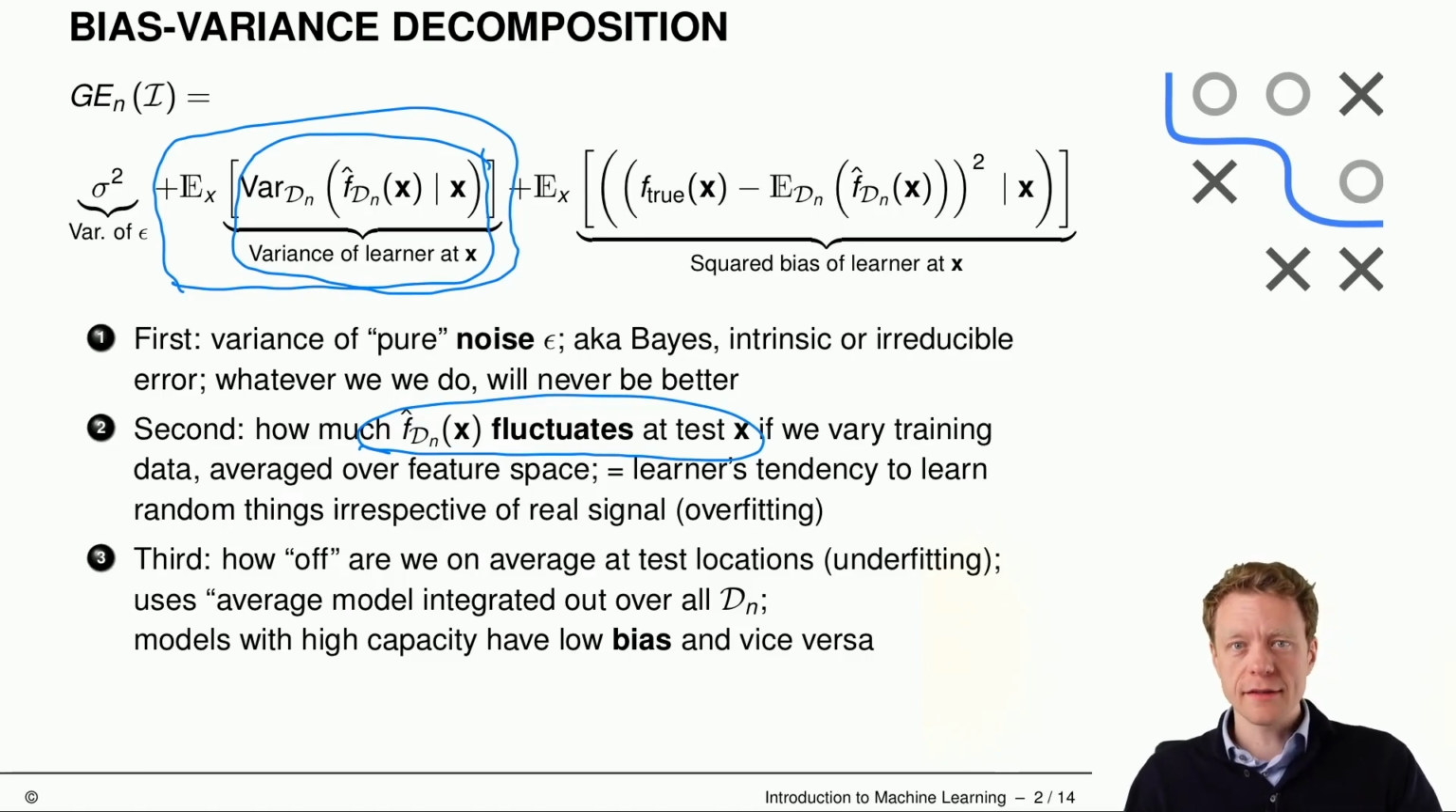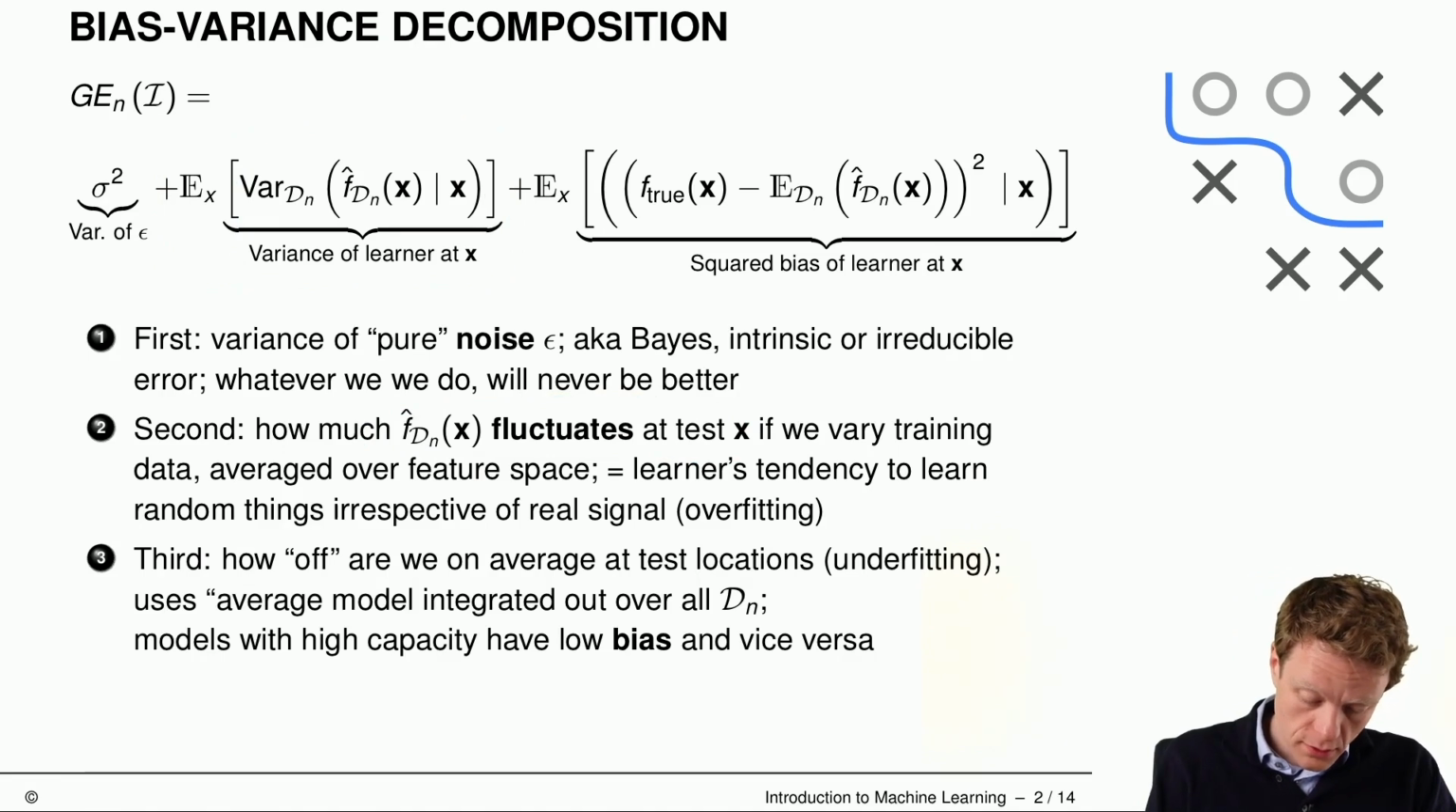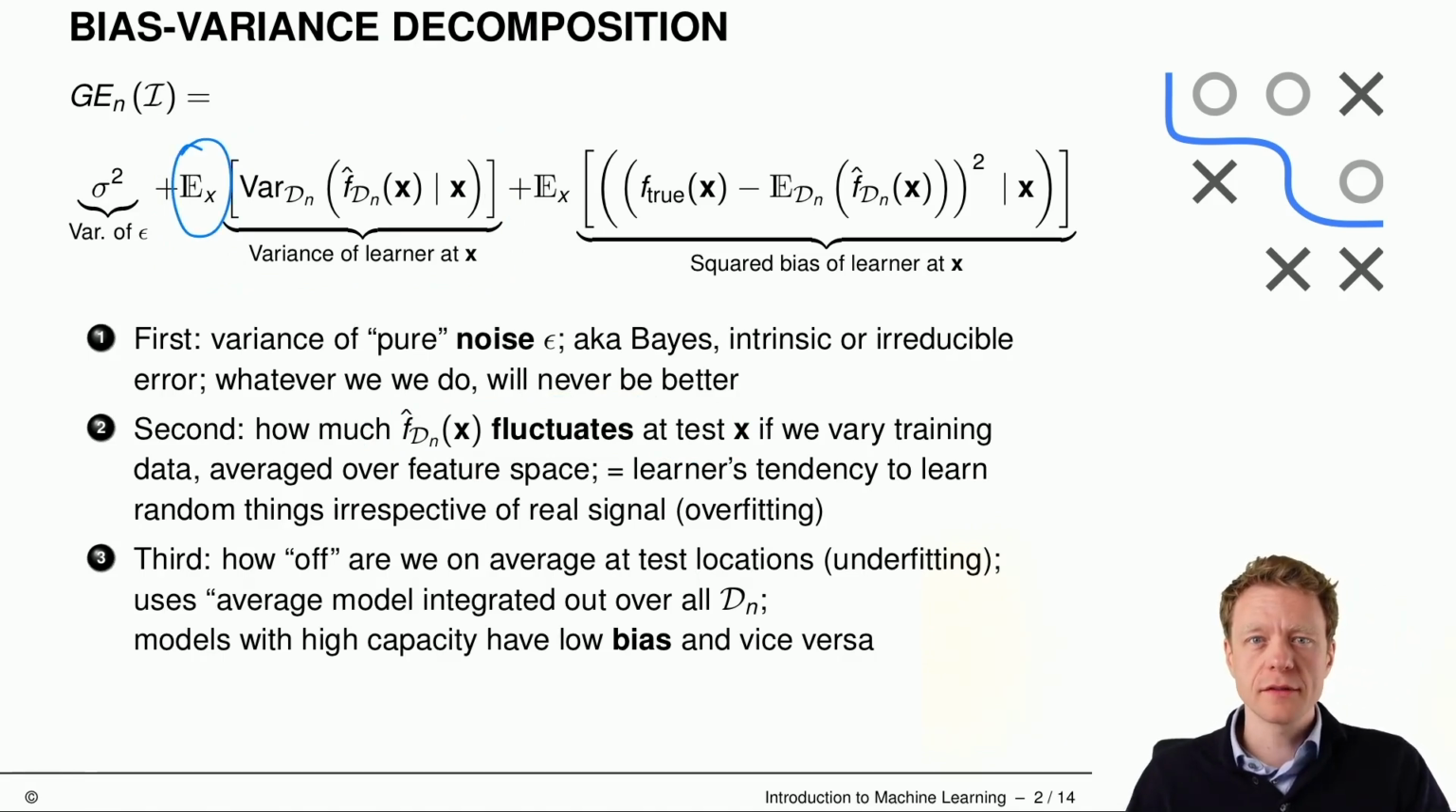What we do in the second step is we average over the entire feature space. But those are 2 independent steps. First we compute the variance at each x, and then we take the average over the entire feature space. This tells me about the learner's tendency to learn random things irrespective of the real signal, so how much it overfits to some data points. If just some data points are different and the model is very different than before, this means we are capturing too much overfitting. That was the second part.